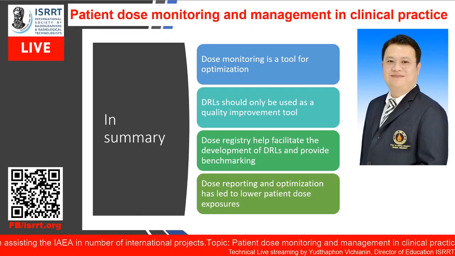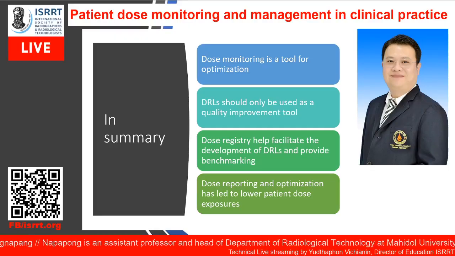That's for optimization. And the DRL, diagnostic reference level, should only be used as a quality improvement tool. You can't just say, oh, we have a DRL, our dose does not exceed the DRL in all the patients. No. When you compare against the national DRL, when you compare your facility, you use the median because you want data that represent the general patient population that you have, because DRL means for standardized patients, common examinations, things like that.